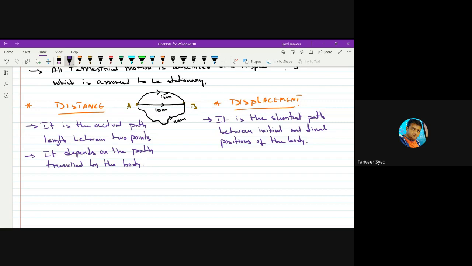If a body is moving, it will start from some point, it will stop at some point. The shortest path or the shortest distance between these 2 points, we call it as displacement.